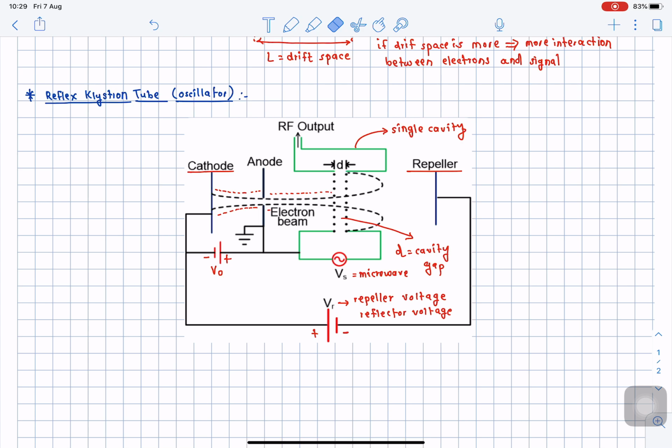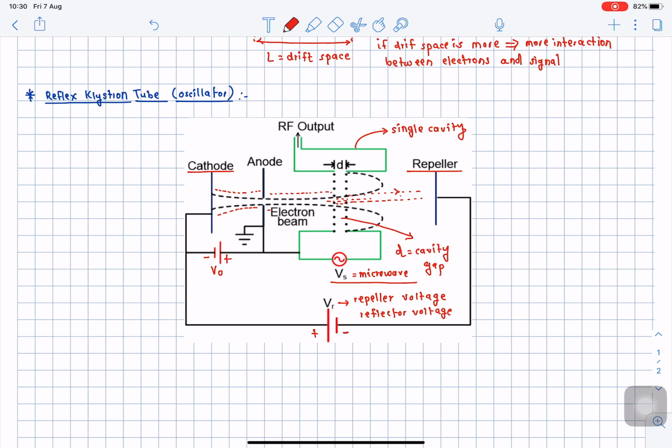So in the cavity, initially we are going to set up a certain microwave signal. This microwave signal has an amplitude Vs. The amplitude of this microwave signal we will maintain very small, right? So initially we need to place a small microwave signal in the cavity. When the electrons reach the cavity over here, they will influence this microwave signal. And the electrons then leave the cavity and start going towards the repeller, right?